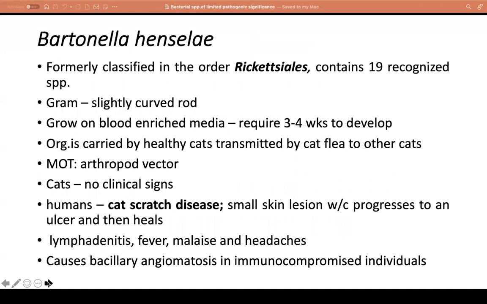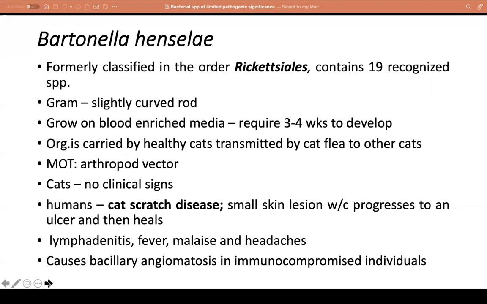So the most important species of Bartonella that is the cause of cat scratch disease in humans is Bartonella henselae, formerly classified in the order Rickettsiales and contains 19 recognized species. Gram-negative, slightly curved rod, grows on blood-enriched media, requires 3 to 4 weeks to develop. The organism is carried by healthy cats, transmitted by cat flea to other cats. Mode of transmission is by arthropod vector, while cats have no clinical signs.